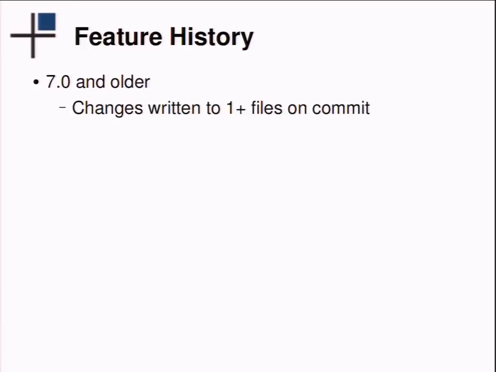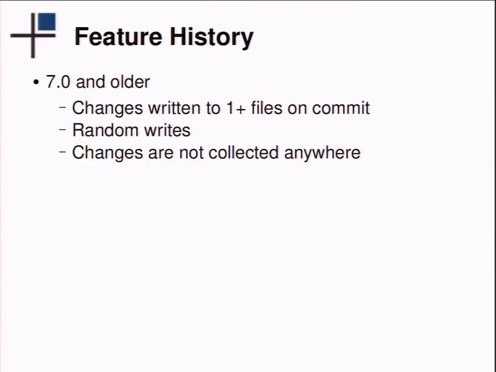In the old days, up to version 7.0 of Postgres, when we committed the transaction, things were written in all the files at once, which is not very efficient because it's random writes. And because those changes were already written, there was no need to collect them anywhere else. So we had the double advantage of having a slow system that was unable to collect changes in a single point.